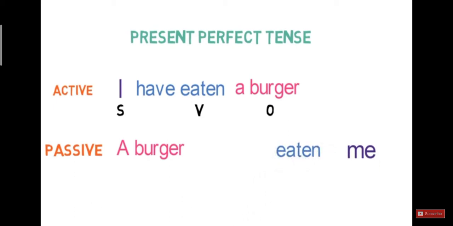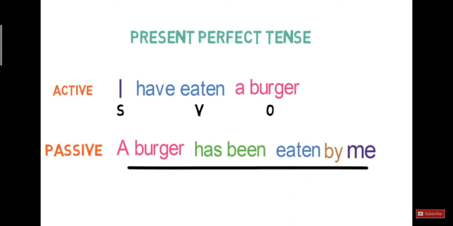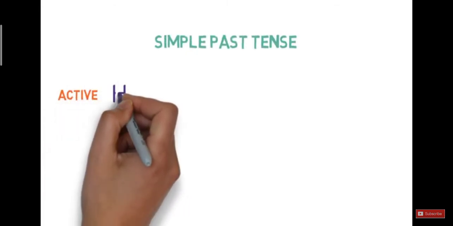Third step, what did we make of eat? We made it eaten, verb's third form. It was already in verb's third form. But here, instead of have, we have written has. Why? Because a burger is singular, and with I we always use have. So we need to satisfy the subject-verb agreement.